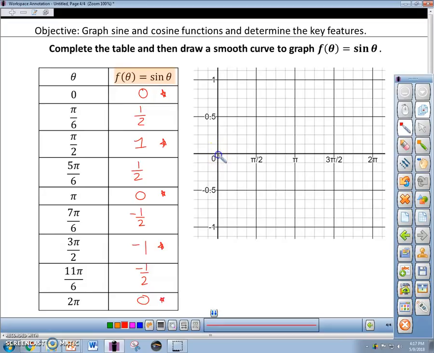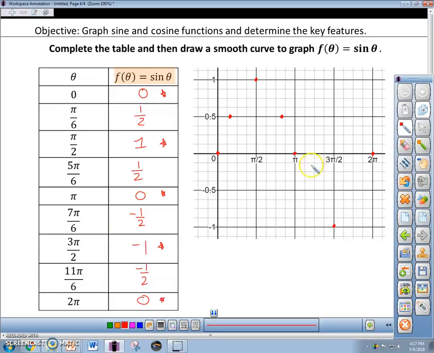So we have (0, 0). We have (pi halves, 1). We have (pi, 0). We have (3 pi halves, negative 1). And we have (2 pi, 0). At pi over 6 radians, which is roughly right around in here, we're at 1/2. At 5 pi over 6, which is roughly right around in here, we're at 1/2.